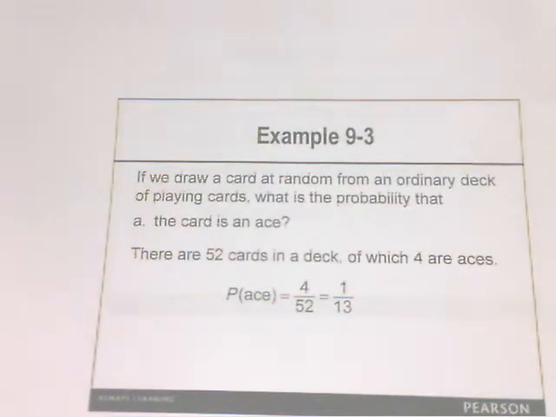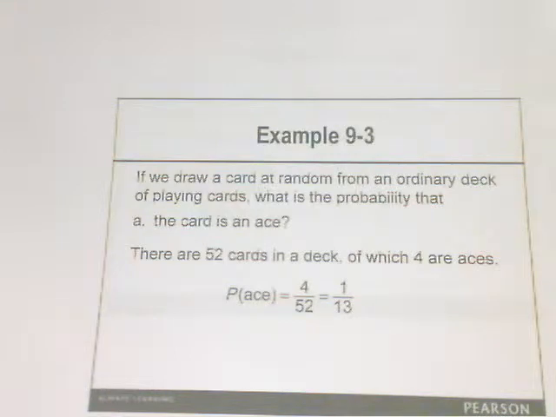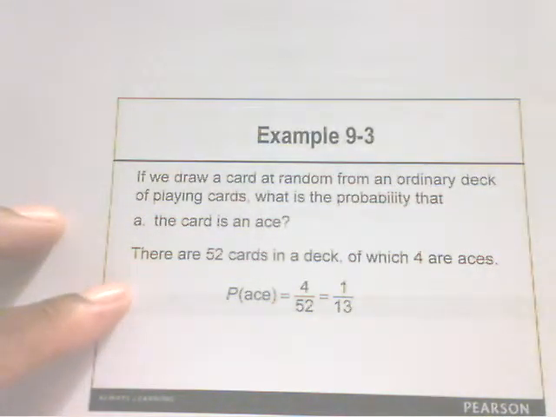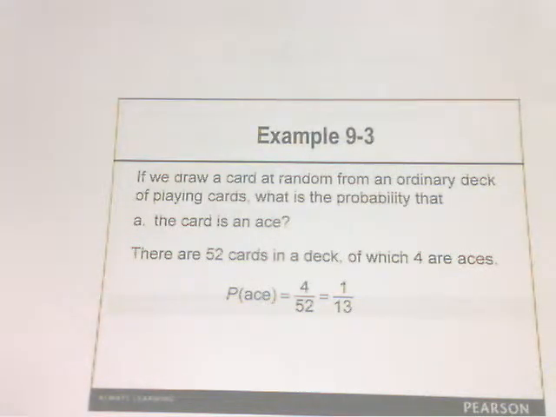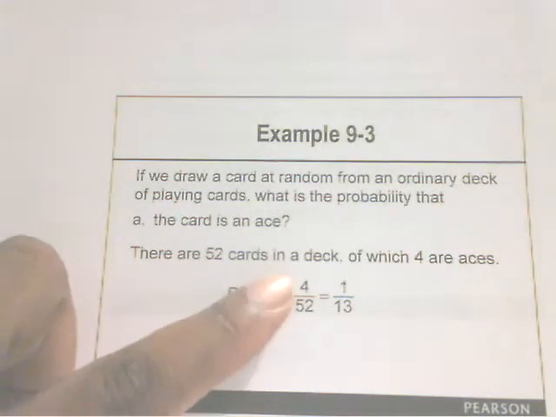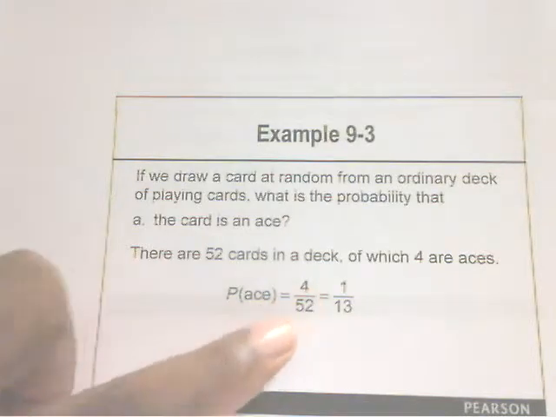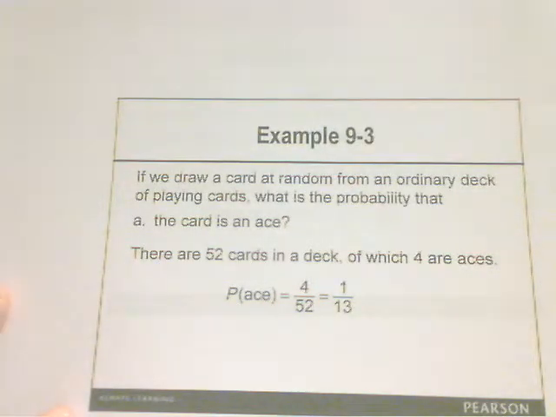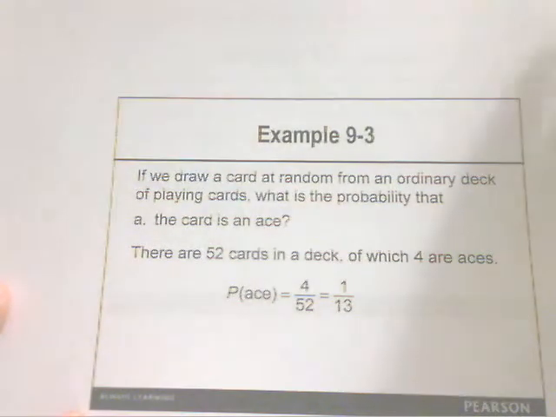All right, let's look at this example here. If we draw a card at random from an ordinary deck of playing cards, what is the probability that A, the card is an ace? Okay, in a deck of playing cards, there are 52 cards, of which 4 of them are aces. So the probability of drawing an ace would be 4 out of 52. We can reduce 4 over 52 to simplest form by dividing the numerator and the denominator by 4 to get 1 over 13. So the probability of drawing an ace will be 1 over 13.